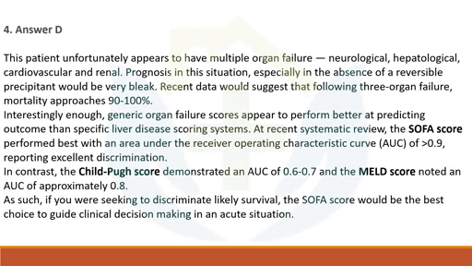Are you able to understand what exactly they were trying to ask? They are not asking only specifically about the liver disease scoring system. It's a multiple organ dysfunction, where four of the organs are involved. In a recent systematic review, the SOFA score performed best with an area under the receiver operating curve, AUC, of more than 0.9, reporting excellent discrimination. In contrast, Child-Pugh score demonstrated an AUC of 0.6 to 0.7, and MELD score around 0.8.